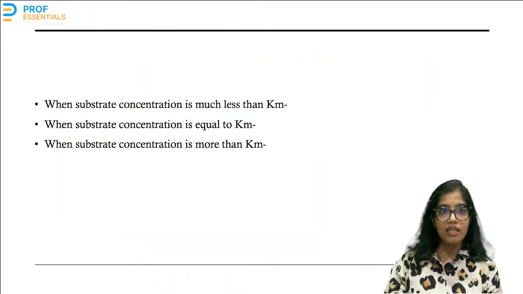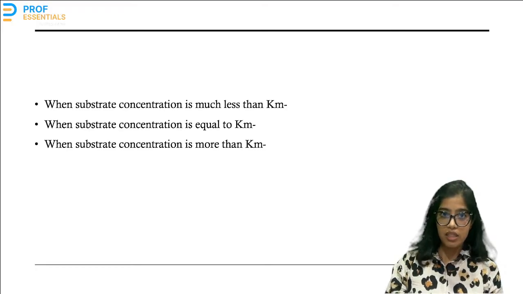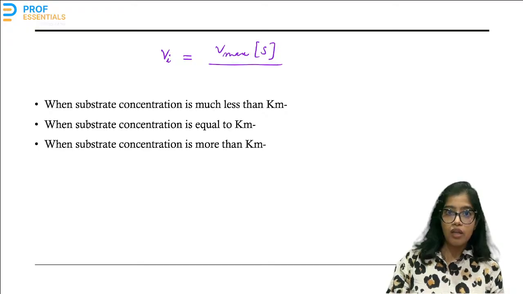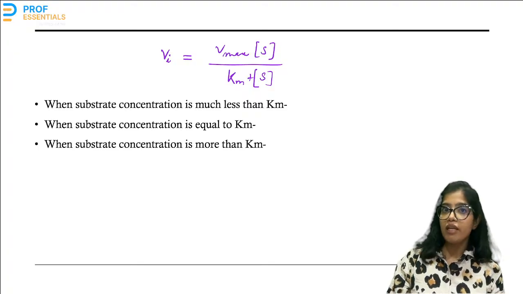Now, what is the Michaelis-Menten equation? It is Vi, or the initial velocity, equal to Vmax into the substrate concentration upon Km plus the substrate concentration. This is the Michaelis-Menten equation.